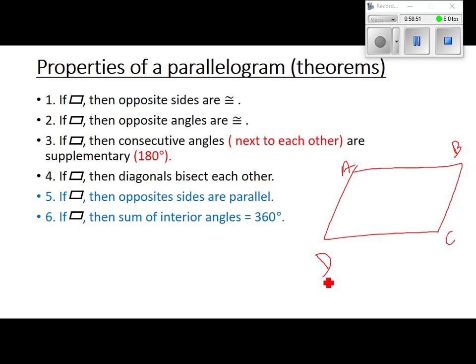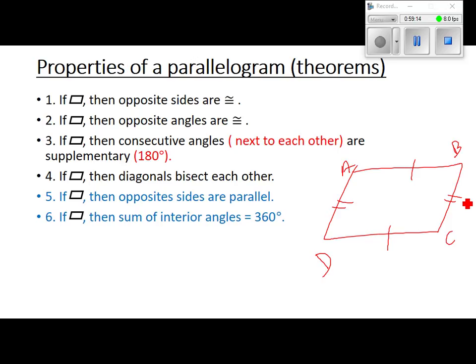So if you know a shape is a parallelogram, if I tell you that ABCD here is a parallelogram, you know all of this information. It's a lot of information. I'm going to put on here everything that we know once we know it's a parallelogram. First thing, we know opposite sides are congruent. So those two sides are congruent, those two sides are congruent.